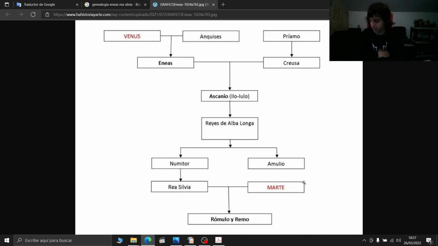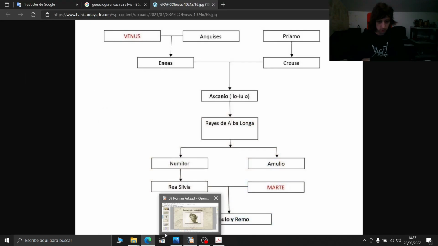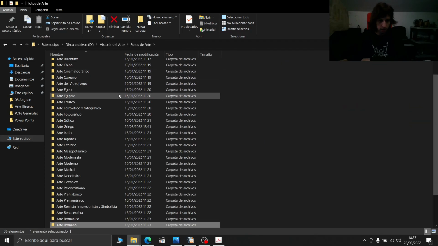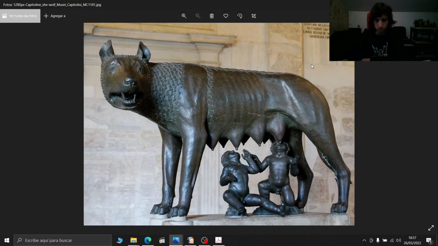Rea Silvia is saved by the Tiber River, and Romulus and Remus are saved by a wolf, that is the Lupercal wolf. I saw the picture before, but I saw it again. So this is the Lupercal wolf, and later they are saved by something else.